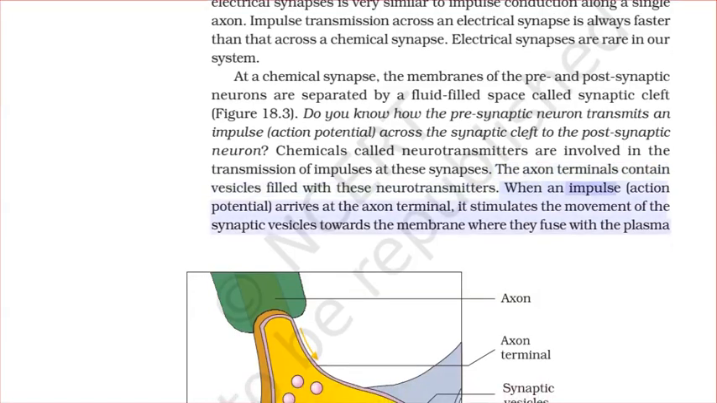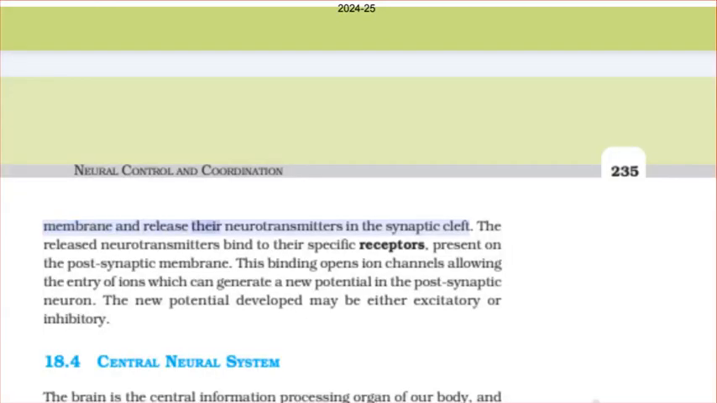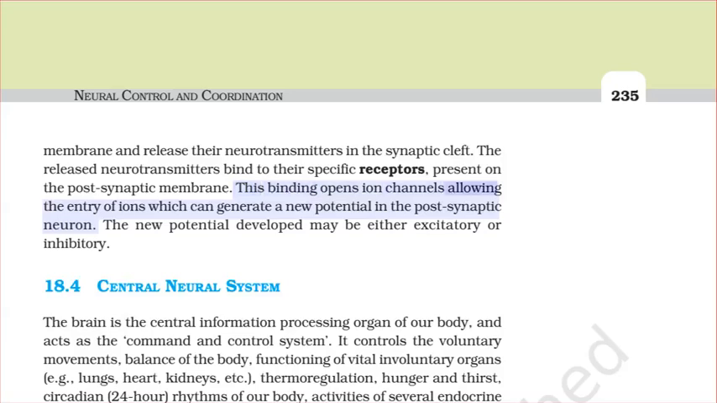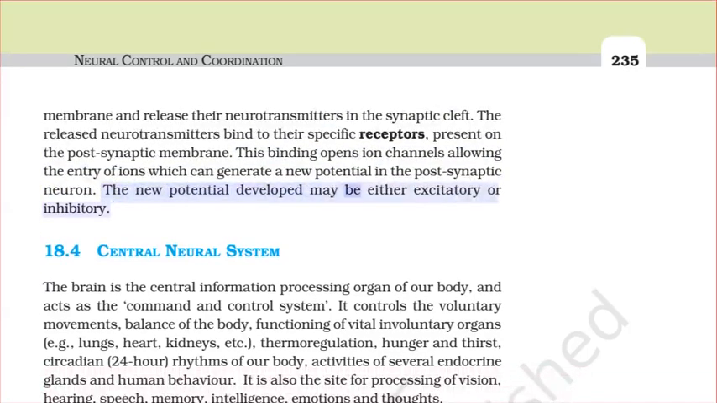When an impulse, or action potential, arrives at the axon terminal, it stimulates the movement of the synaptic vesicles towards the membrane where they fuse with the plasma membrane and release their neurotransmitters in the synaptic cleft. The released neurotransmitters bind to their specific receptors present on the postsynaptic membrane. This binding opens ion channels, allowing the entry of ions which can generate a new potential in the postsynaptic neuron. The new potential developed may be either excitatory or inhibitory.